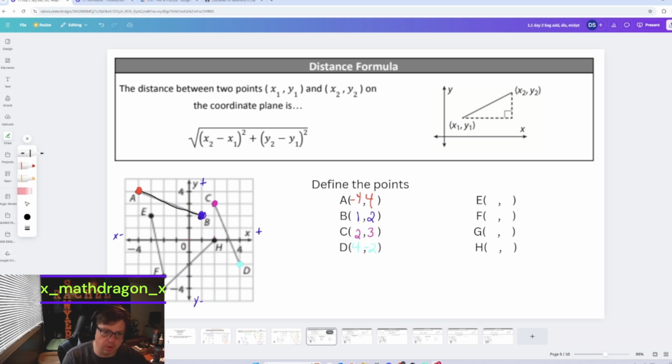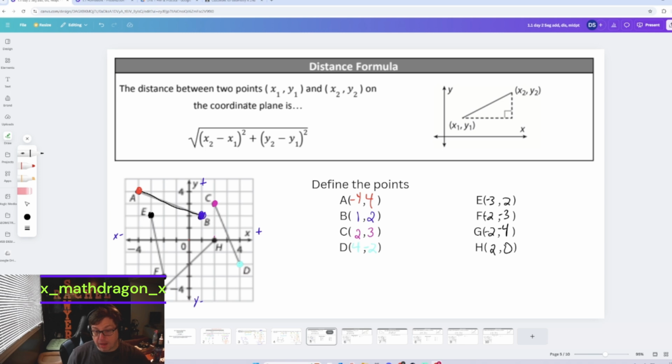But E, we're going to go left 1, 2, 3. So that's going to be a negative 3. Up 2. Positive. F, negative 2, negative 3. G, negative 2, negative 4. H, 2, 0.